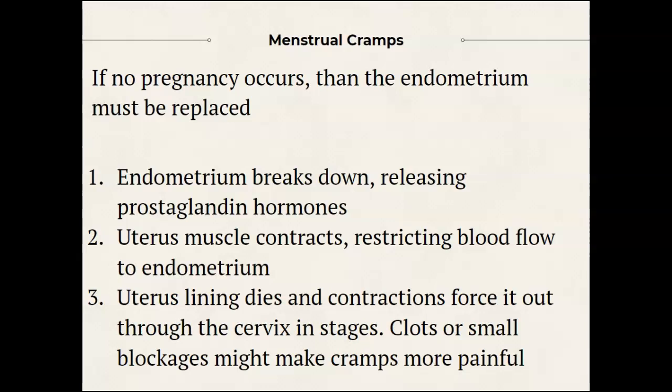And it happens in stages, and it usually is anywhere from 3 to 7 days. And cramps can be extremely painful for some people. Some people don't experience any cramps. It's really all up in the air. Some months are worse than others. A reason that some months may be worse than others is because of the way that the endometrium breaks down. If it breaks down in clots, or small blockages, it might make cramps more painful because those clots or small blockages have to be pushed through the cervix, and that might be very painful.